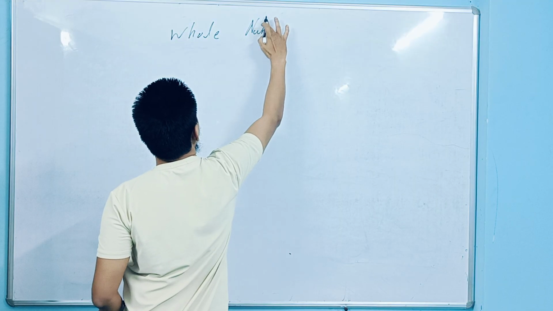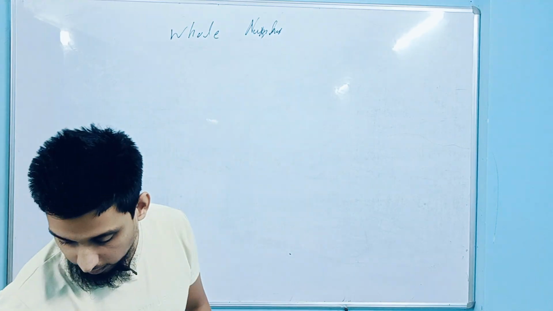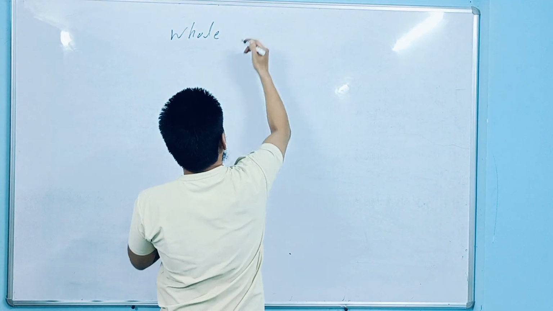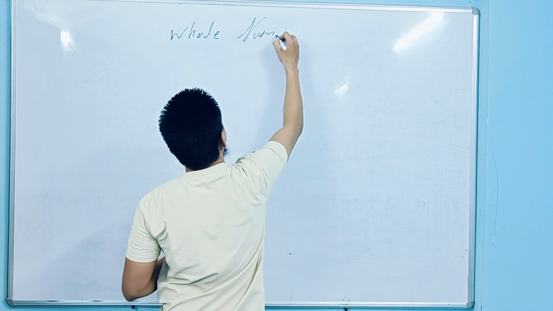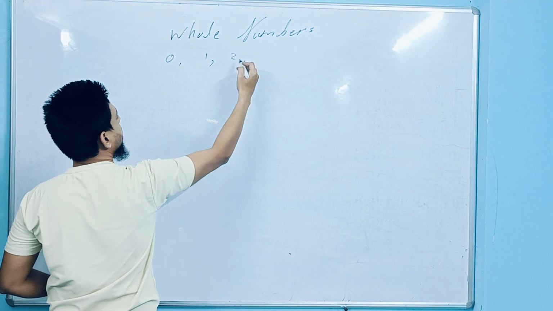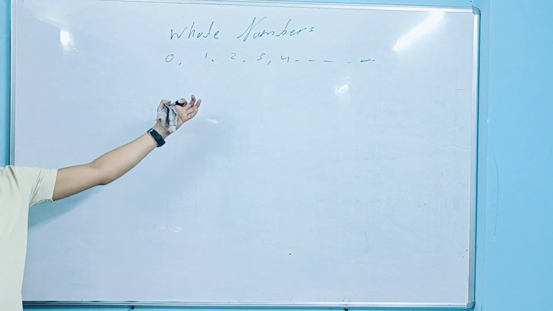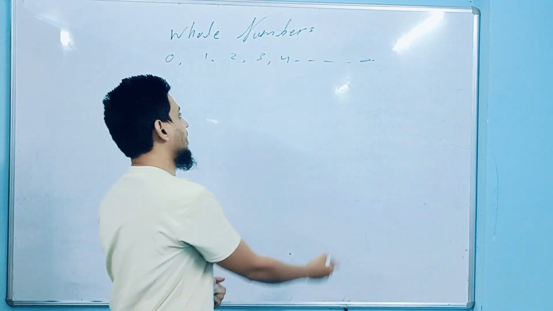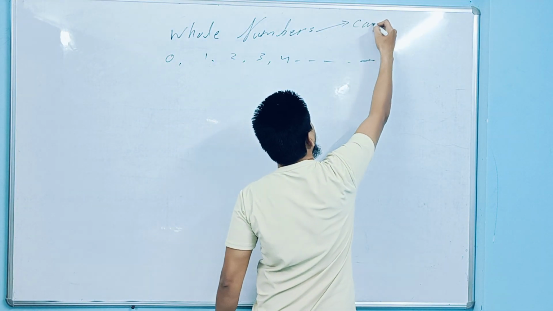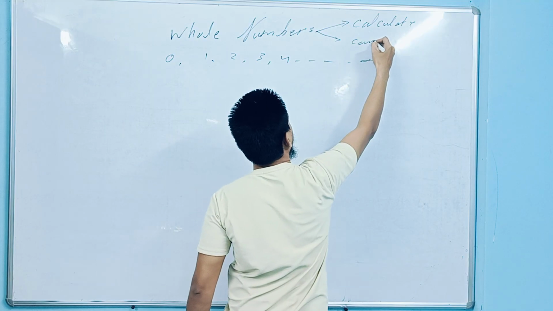Whole numbers. The numbers starting from 0, 1, 2, 3, 4 and so on. Now these numbers, when they were created, again the purpose was the same: to be able to calculate and to be able to count.